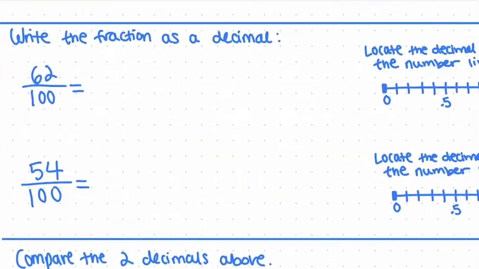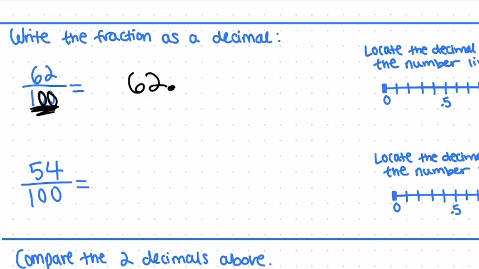Now, next question, write the fraction as a decimal. So in order to write a fraction as a decimal, first you check the denominator. The denominator here is 100. So the trick is, if the denominator is 100, you see there are 2 zeros. So if you have 2 zeros, this is your starting point, wherever your decimal is.